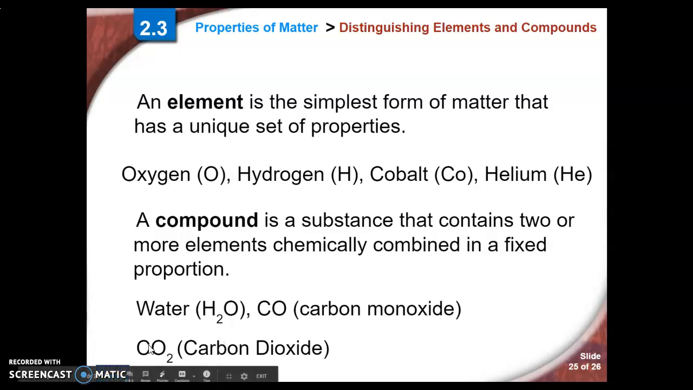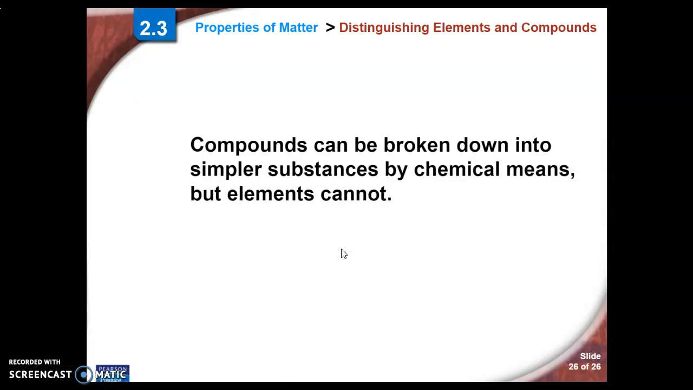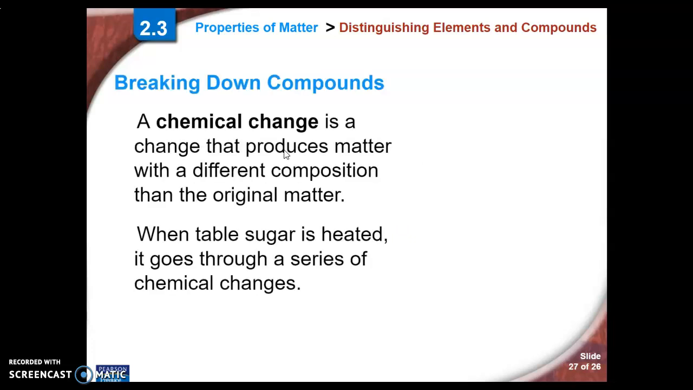And you can separate the elements here. You can separate the carbon, hydrogen, oxygen from these compounds by chemical changes, not physical changes. Here it says compounds can be broken into simpler substances, which are elements, by chemical changes. But elements cannot, because elements are already the simplest form. So breaking down compounds means chemical change.